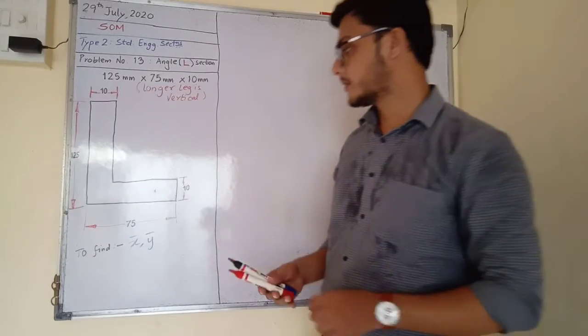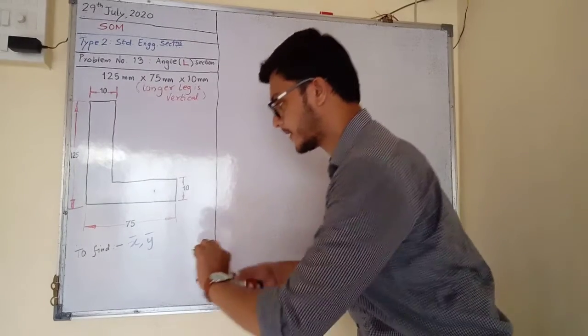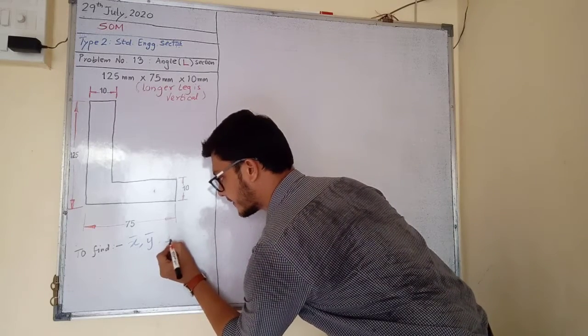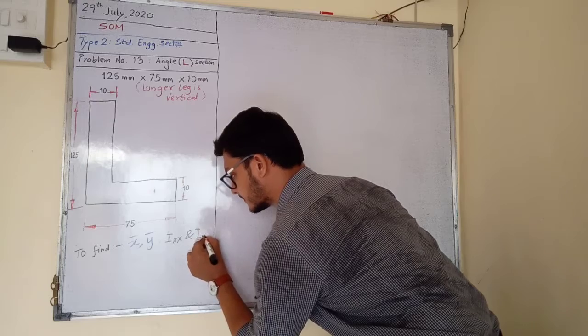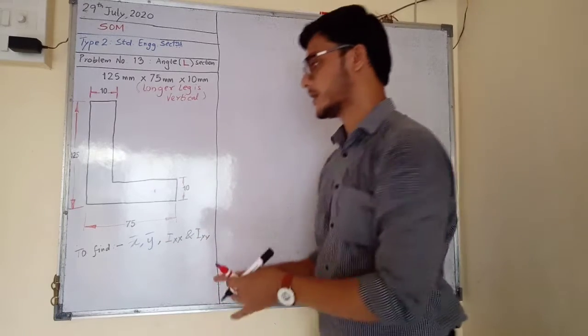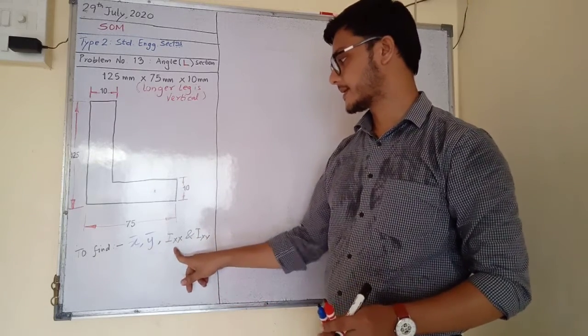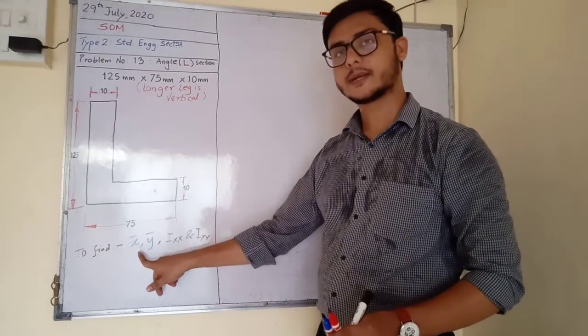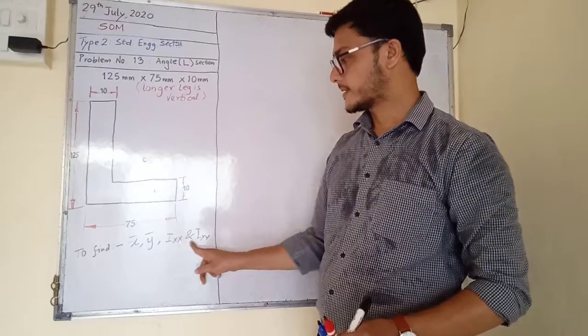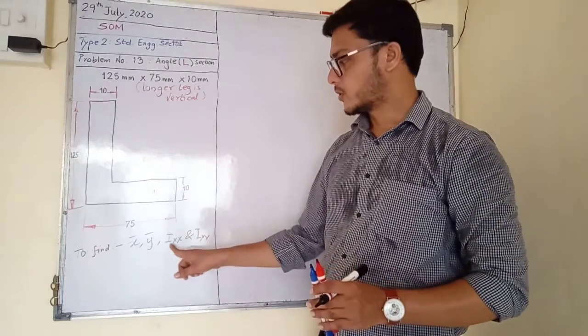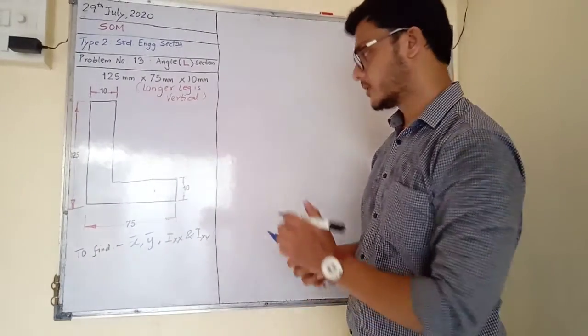So we'll start the problem. We have to find Ixx as well as Iyy. Four things need to be calculated: x bar, y bar, Ixx, Iyy. When we calculate x bar and y bar, we locate them in the figure. Then we'll go for Ixx and Iyy calculation. In both of these we have to use the parallel axis theorem. So, solution.